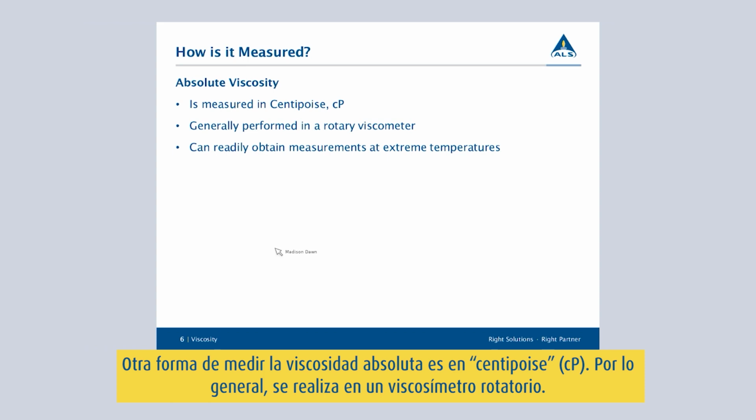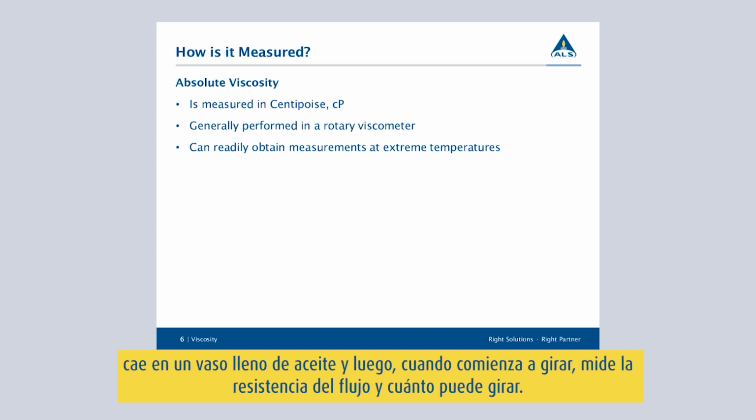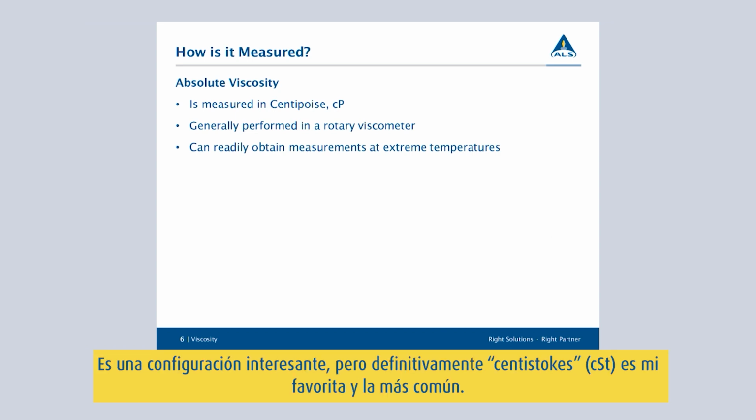The other way that it can be measured is absolute viscosity, which is measured in centipoise. That one's generally performed in a rotary viscometer and is used for extreme temperatures, rotary meaning that it spins. What you typically see with a rotary viscometer is that a spinning portion is dropped into a beaker full of oil, and then it starts to spin and measures its resistance to flow in terms of how well it's allowed to spin. It's an interesting setup, but our preferred method is definitely centistokes. It's the more common one.